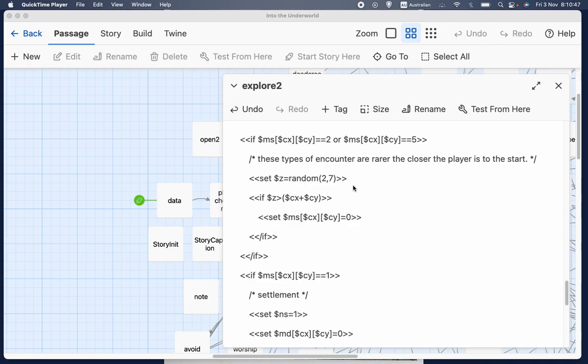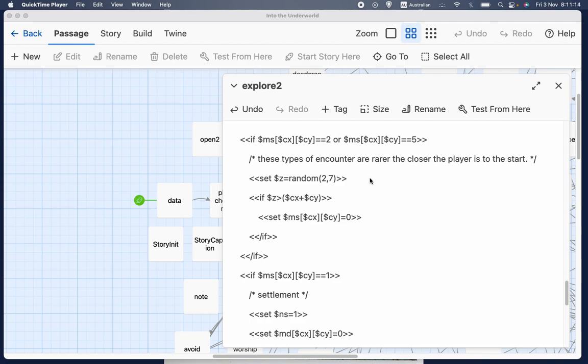And I wanted to make particular types of encounter rarer close to the start of the dungeon and more common as you explored further, so as to give a feeling that things were changing and that you had to explore and you were finding new things.